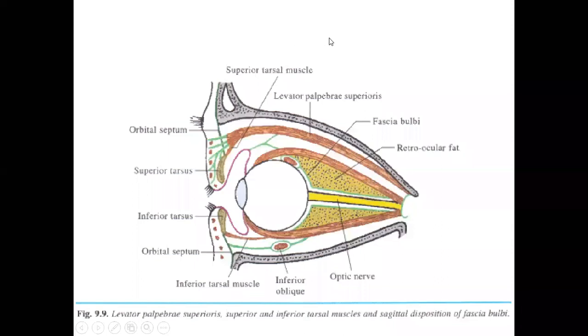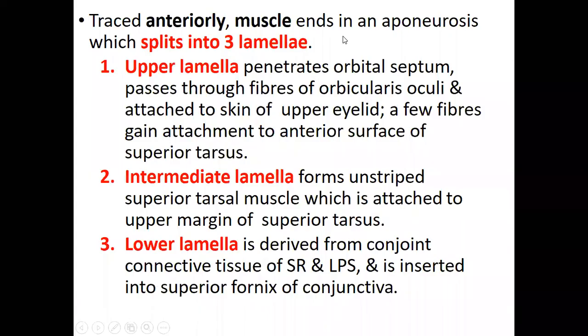Now, if you trace this muscle anteriorly, it ends in an aponeurosis. And this aponeurosis splits into 3 lamellae. So you will get 3 lamellae anteriorly: upper lamella, intermediate lamella, and lower lamella. Upper lamella penetrates the orbital septum, passes through the fibers of orbicularis oculi muscle, and is attached to the skin of upper eyelid.